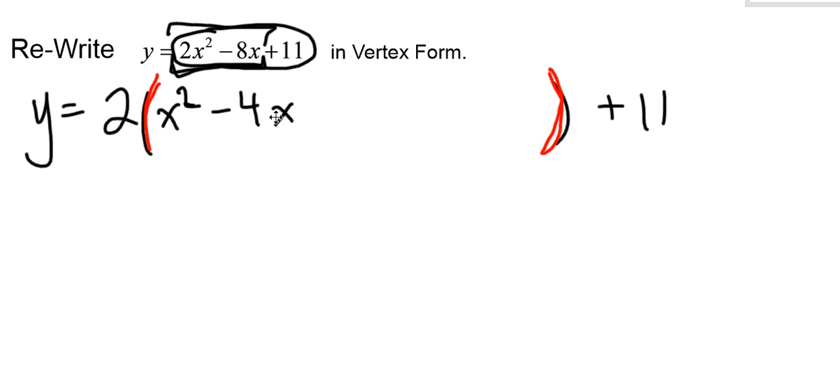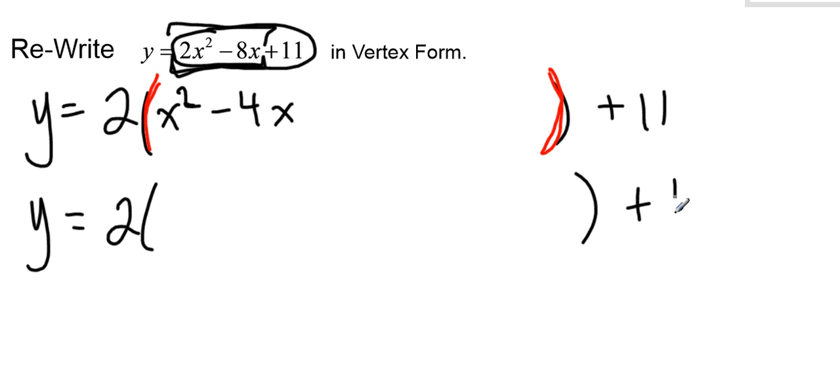x squared minus 4, this is now where I want to do that step again. Let's create a perfect square trinomial. So don't worry for now about this 2. And definitely don't worry about this 11. Just worry about what number should I write here to create a perfect square trinomial.